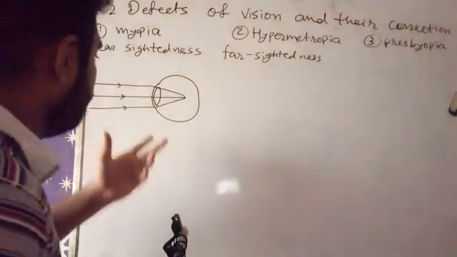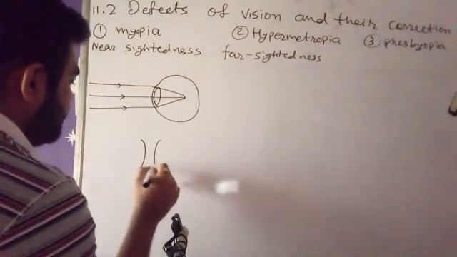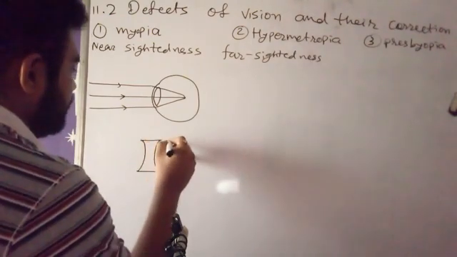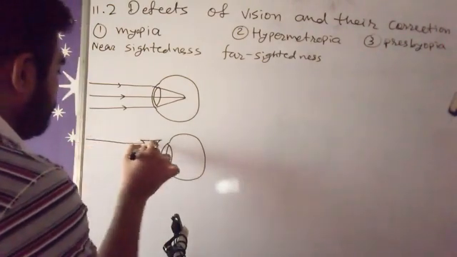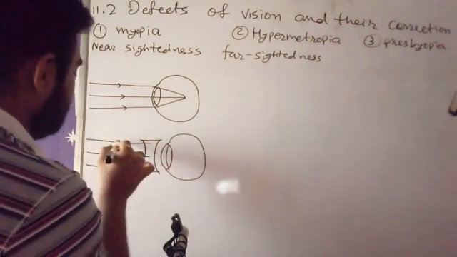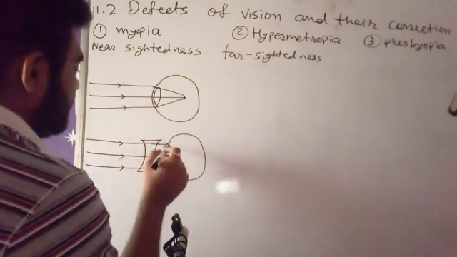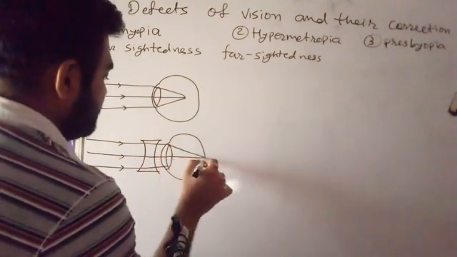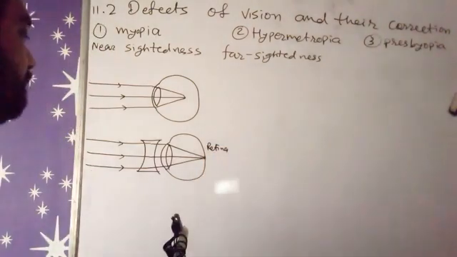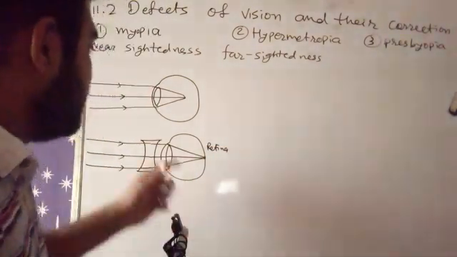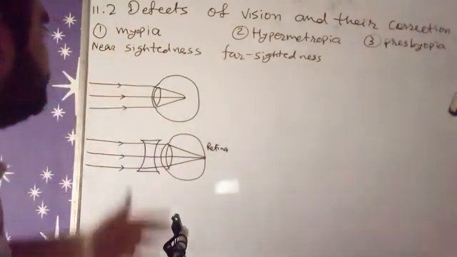So now what we have to do is keep a concave lens. By that concave lens, what happens exactly? All the light coming from infinite distance, after refraction, the light rays fall on the retina. So by the concave lens we can remove that particular defect, which is called myopia.